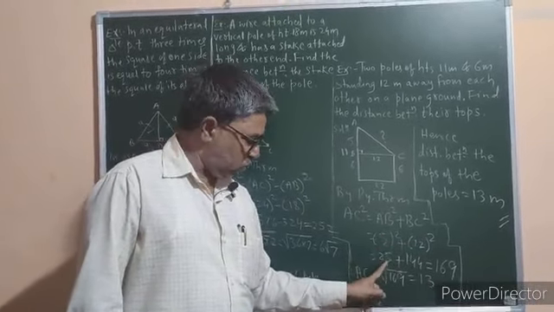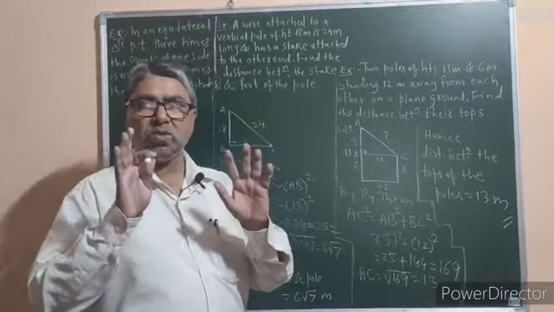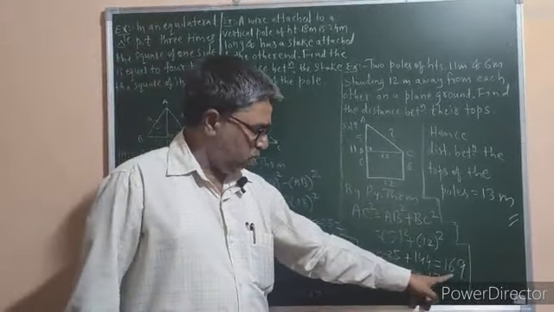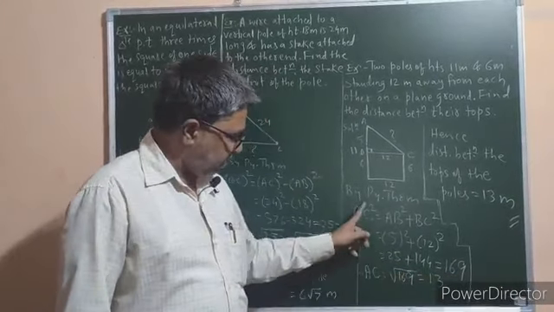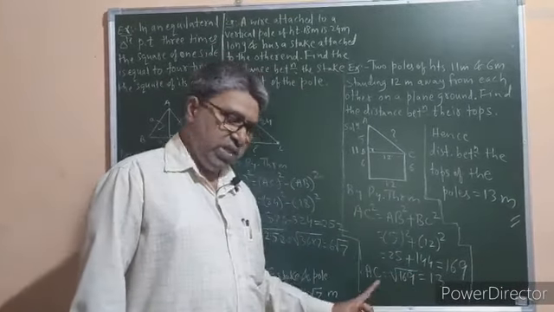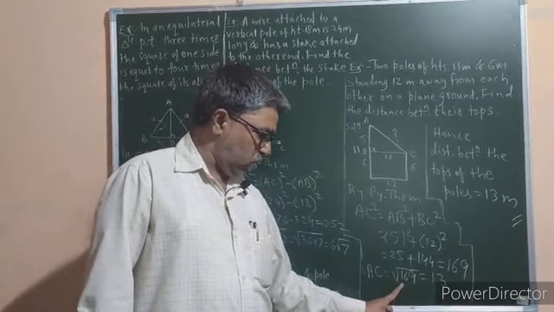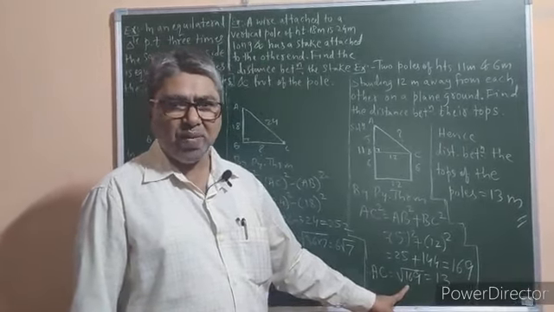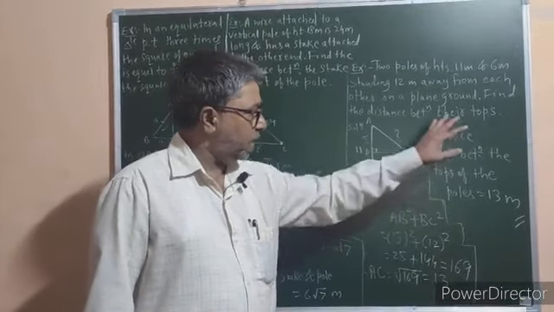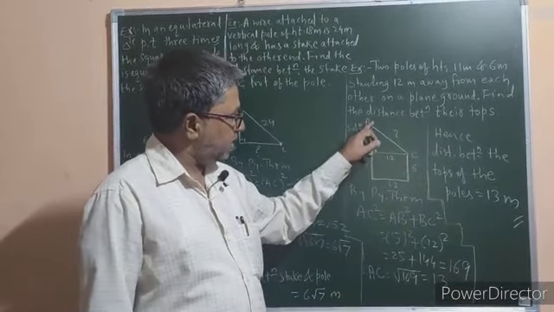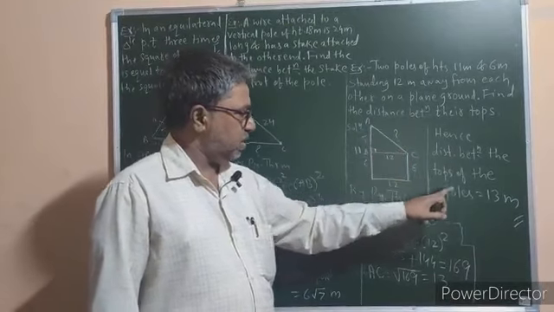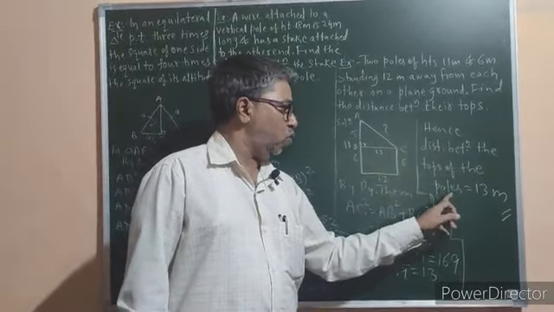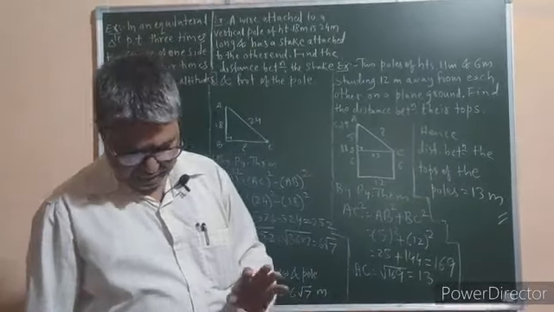You know 5 square is 25, plus 12 square is 144. If you add 25 to 144, you will be getting 169. AC square is equal to 169. Therefore AC is equal to square root of 169, and 169 is a perfect square of 13. So hence distance between their tops is 13 meters. Hence distance between the tops of the poles is equal to 13 meters.